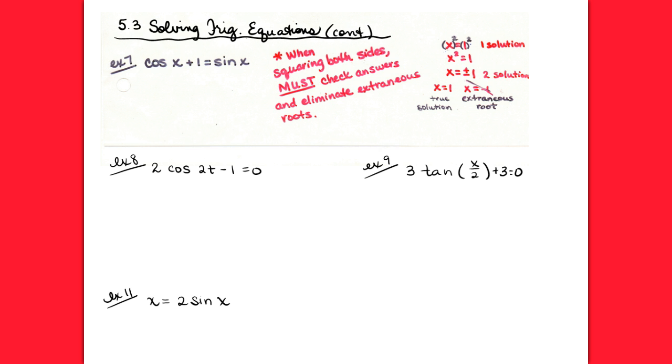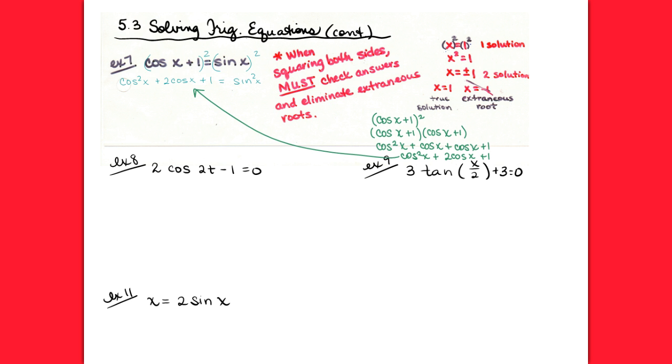If I go through and I square both sides of this equation, then I've got cosine x plus 1 squared is equal to sine x squared. Now, cosine x plus 1 squared literally means cosine x plus 1 times cosine x plus 1. So if I FOIL that out, that would be cosine times cosine is cosine squared. Cosine times 1 is cosine. 1 times cosine is cosine. And 1 times 1 is 1. So combining like terms, cosine and cosine is going to give us 2 cosines. So that's where this cosine squared plus 2 cosine plus 1 is coming from up here.